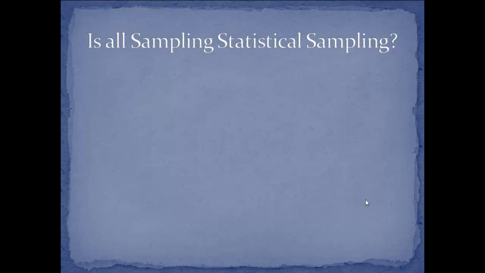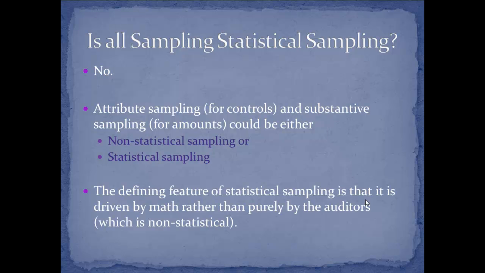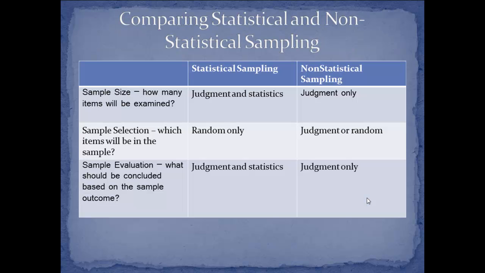Is sampling always statistical? No. Attribute sampling for controls tests and substantive testing for balances and amounts could be non-statistical in nature, or it could be statistical in nature. The defining feature of statistical sampling is that it's driven by math and not purely by the auditors. If sampling is driven purely by the auditors, it's considered non-statistical.